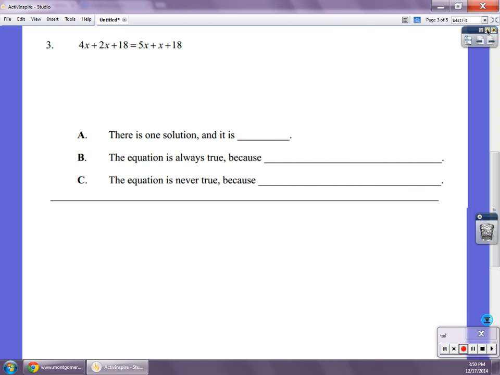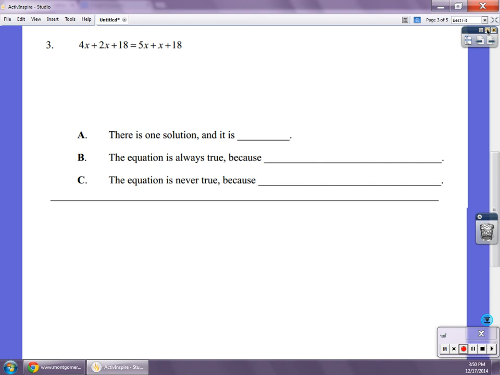Okay, let's look at number 3. We have the equation 4x plus 2x plus 18 equals 5x plus x plus 18. See a lot of x values here, and so what that tells me is I'm going to combine like terms on either side of the equation. I'm going to combine any like terms that I have.